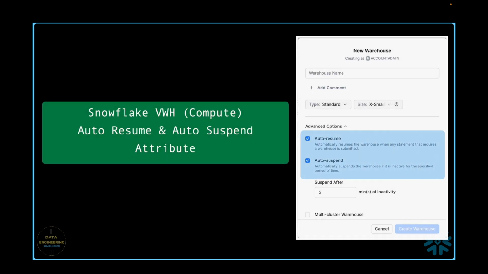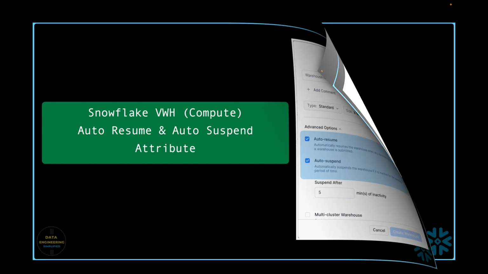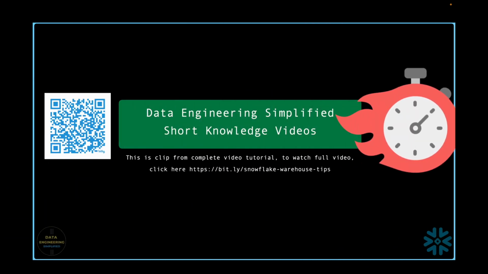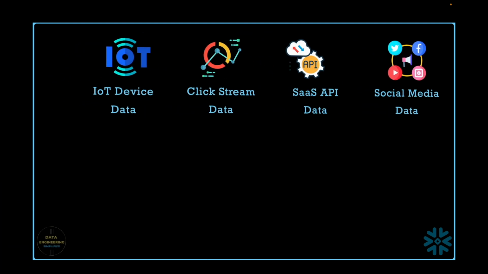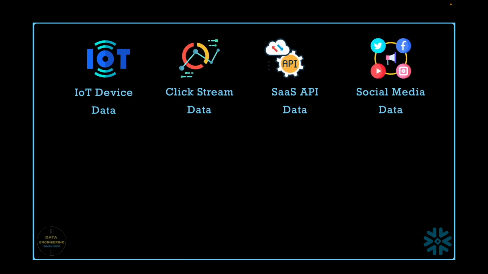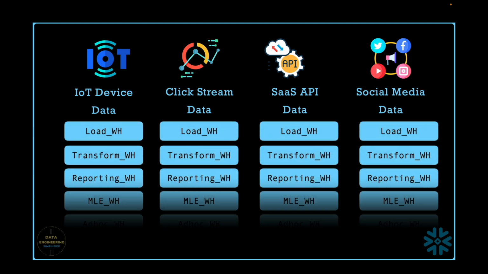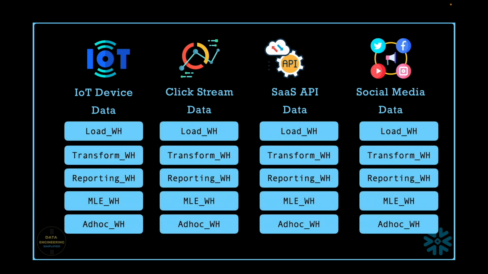Auto-resume and auto-suspend are two very important properties that can be ignored if we are just learning Snowflake and using the trial edition. But when we are part of any large enterprise environment where there are a lot of projects having different kinds of workloads, and each project has their own set of compute resources, if this parameter is not thought through properly, it may cost a lot. So let's go deeper and understand what these two properties are and how they impact the cost.